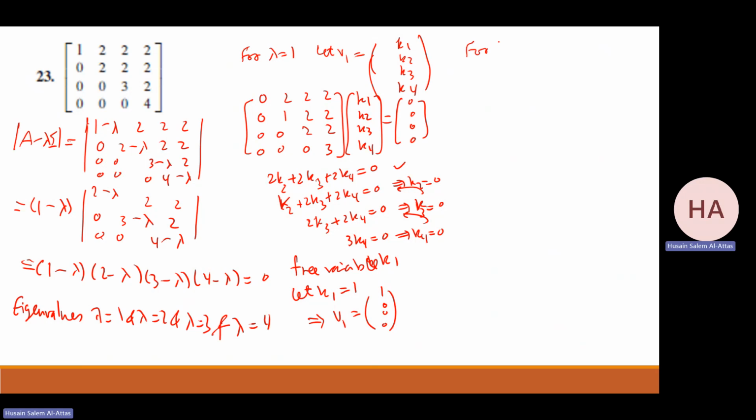Now take another lambda. Lambda equal to 2. It's not difficult, but it's a matter of calculation now. I let V2 now to be (K1, K2, K3, K4). Let us see what will happen. 1 minus 2, that is minus 1, 2, 2, 2.